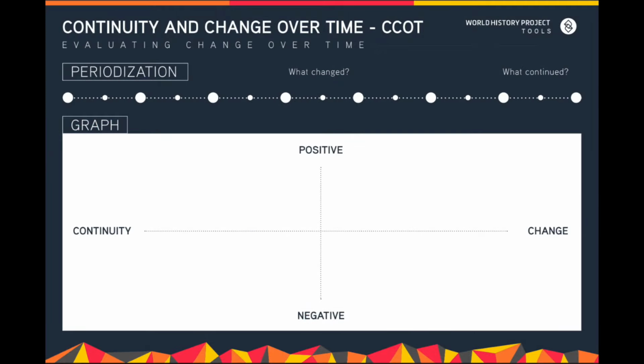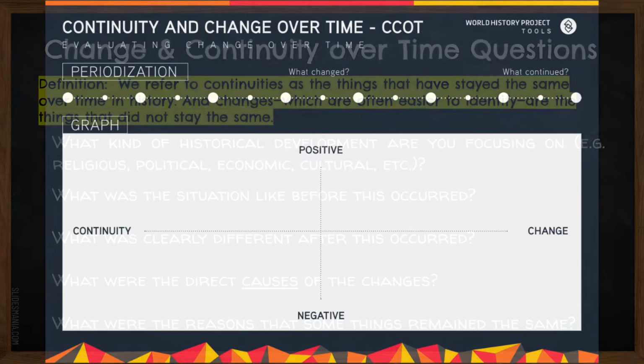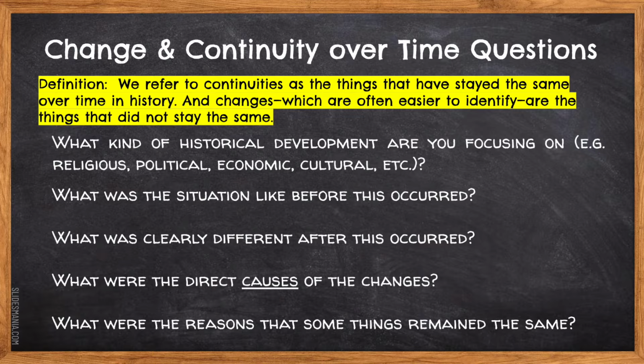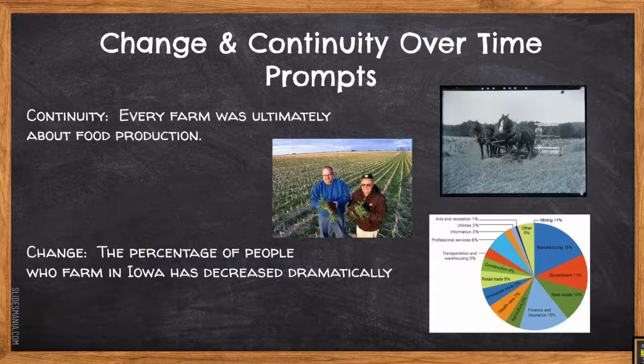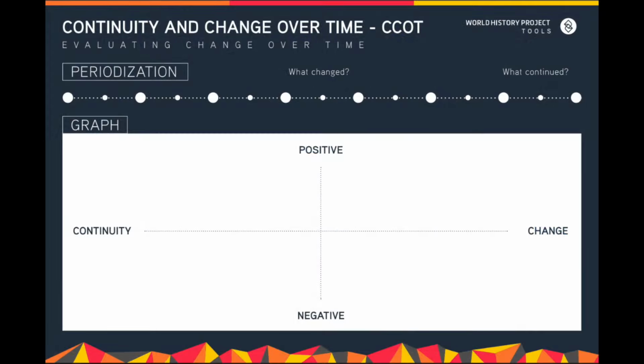The final historical thinking skill is change and continuity over time. Continuity means things staying the same. Change means things are different. So if we look at farming in the world, well, a continuity is that every farmer was ultimately about food production. And that's true. 500 years ago, 100 years ago was about food production. Farming 10 years ago and even today is all about food production. But one of the changes we can see happening throughout the years is that the percentage of people in farming has decreased dramatically. So examining changes and continuities throughout history enables students and historians to understand the broader scale of history.